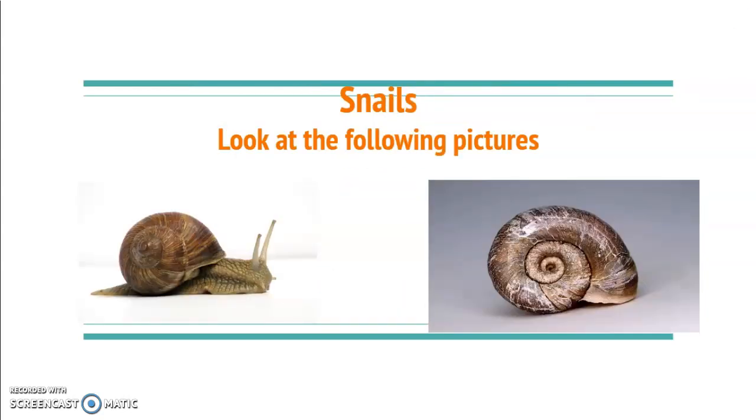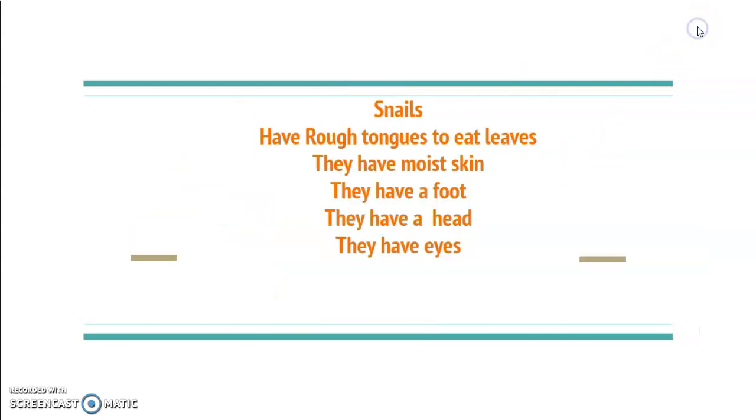Snails. Look at the following picture. These are pictures of snails. This is the shell. Snails have rough tongues to eat leaves. They have moist skin. They have a foot, they have a head, they have eyes.